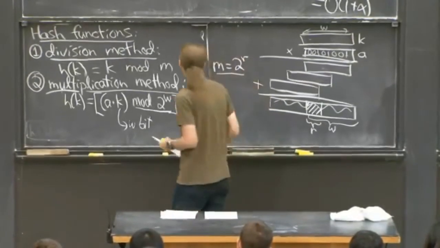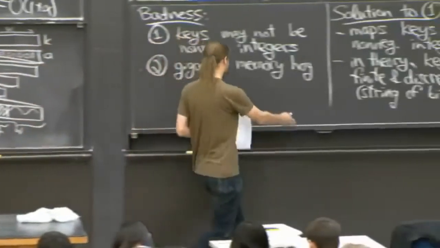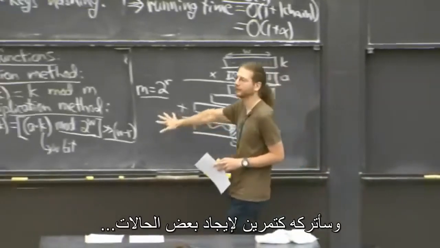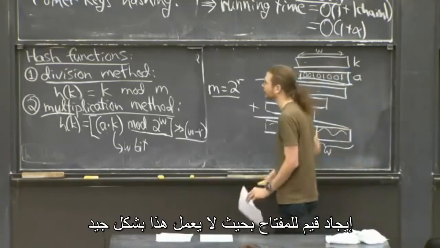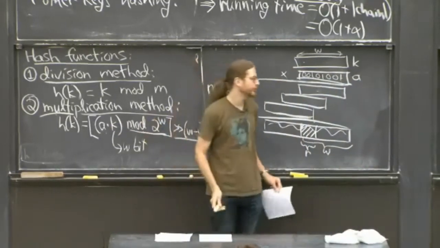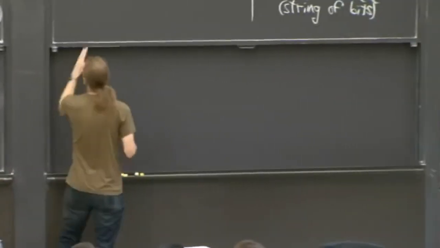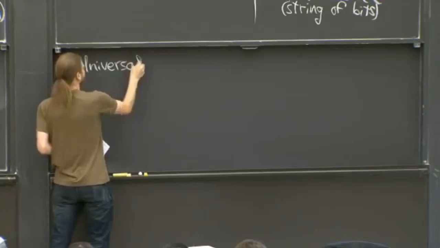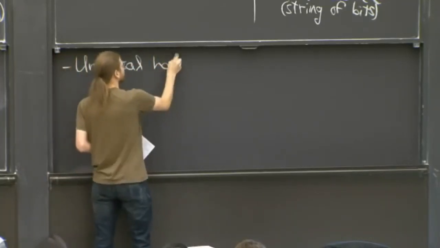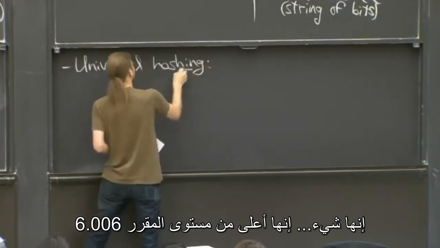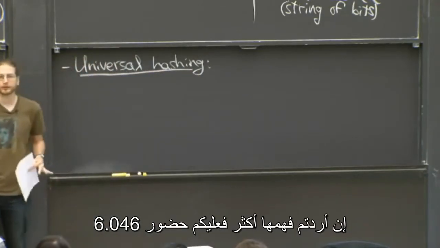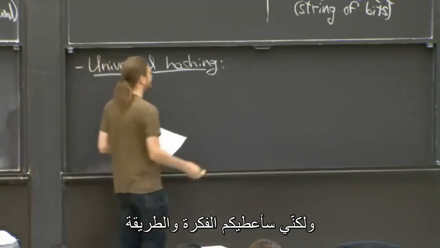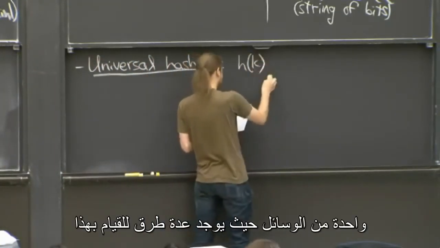One more. Again, theoretically, this can be bad, and I leave it as an exercise to find situations, find key values where this does not do a good job. The cool method is called universal hashing. This is something that's a bit beyond the scope of 006. If you want to understand it better, you should take 046. But I'll give you the flavor and the method. One of the methods. There's actually many ways to do this.